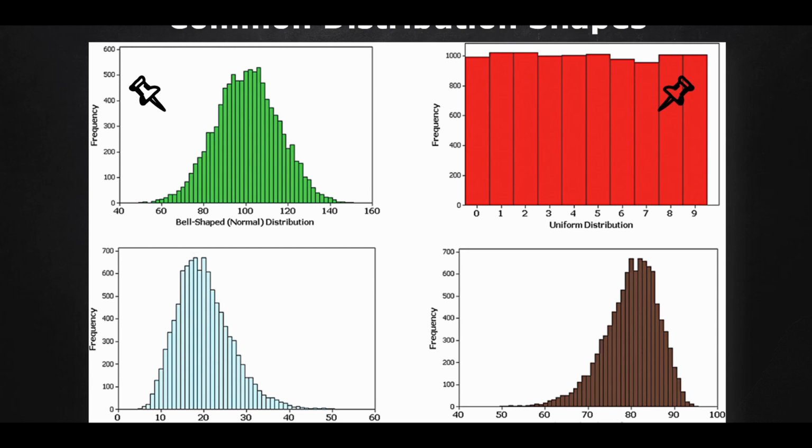A skew to the right is also called positively skewed, and a skew to the left is called negatively skewed. So those are different ways of calling them as well. But yeah, just follow the tail and you will be okay.